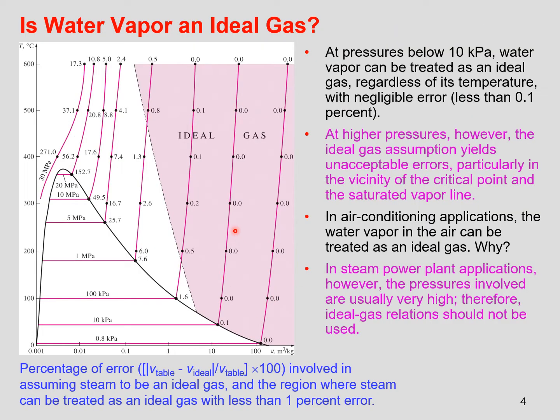So is water vapor an ideal gas? At pressures below 10 kilopascals, you can treat water as an ideal gas. At higher pressures, this becomes unacceptable, particularly in the vicinity of the critical point and the saturated vapor line. So what does this mean for us? It means that in air conditioning applications, the water vapor in the air can be treated as an ideal gas because we're in the Goldilocks region, up in here. In steam power plants, however, we cannot do that because we're down here in the region where the ideal gas assumption fails.